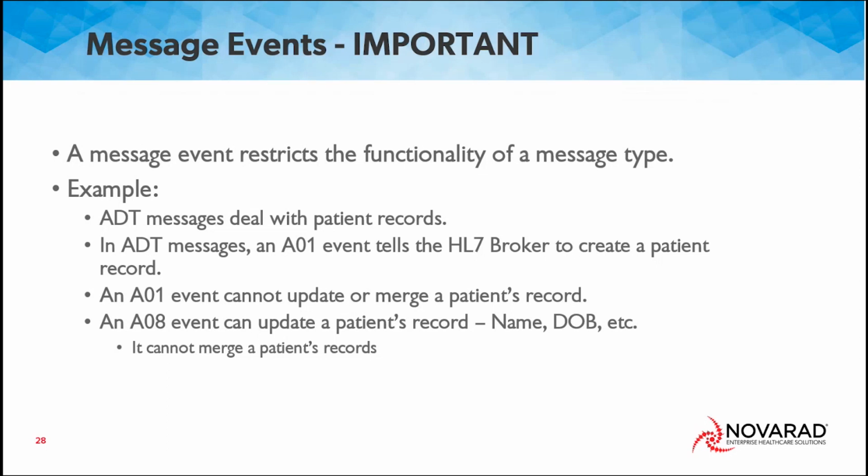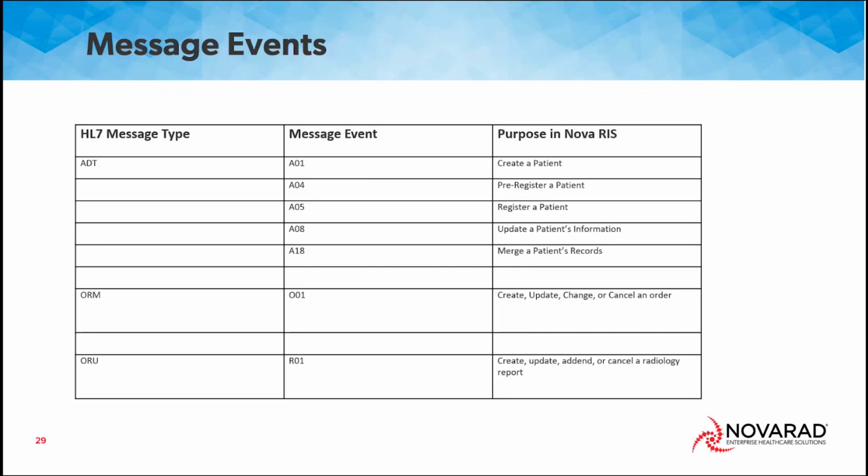But even notice that an A08 has some limitations. It can't merge a patient. It can change information, but it can't actually merge two patients together. So there's a different ADT message type for that. And as we take a look at this particular chart, it shows at least what events Novarad supports and what they do. So if you want to merge a patient's records, you'll notice that there's an ADT A18, and that's used for merging a patient's records.